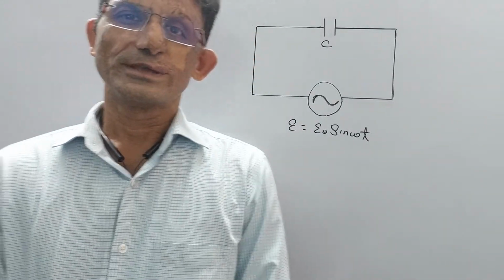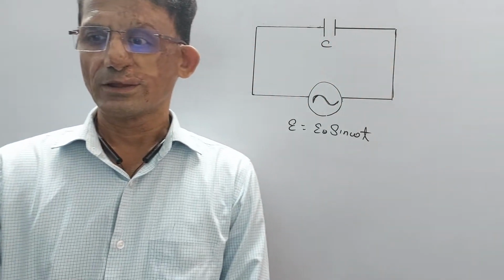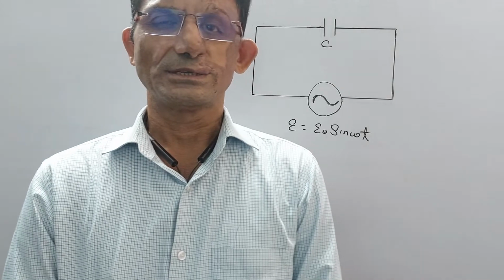Yes, dear friends, we are going to start a new topic: AC circuits containing only a capacitor. We know that when alternating current is applied to a capacitor, the capacitor is continuously charged and continuously discharged. So we have to find out the phase relationship between the current produced and the voltage applied across the capacitor. Let us start.